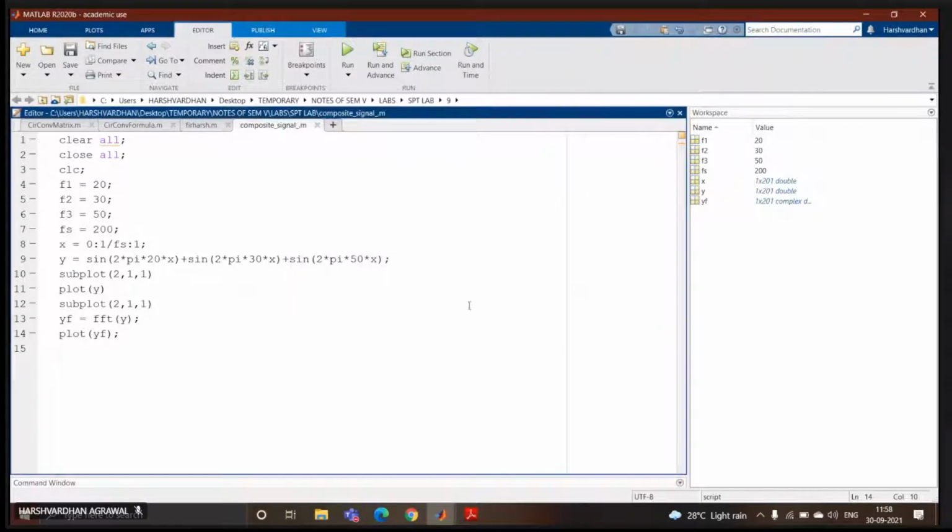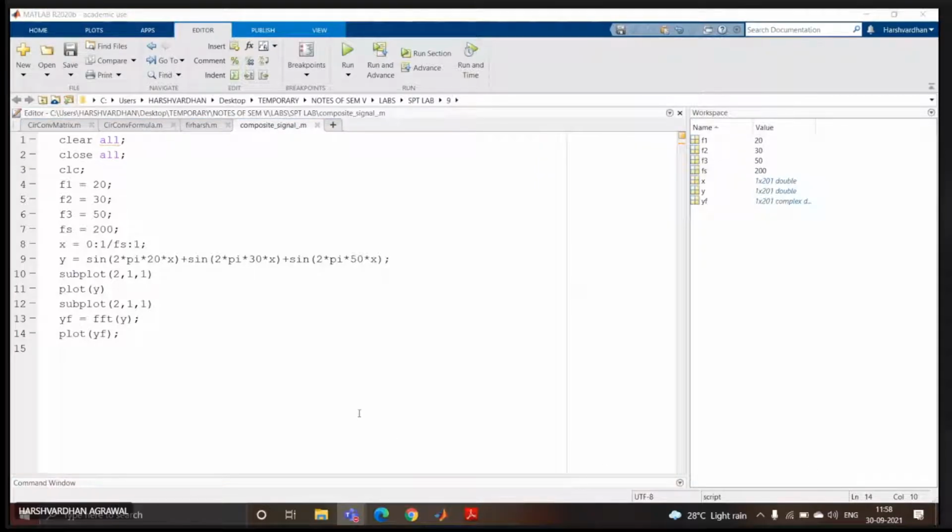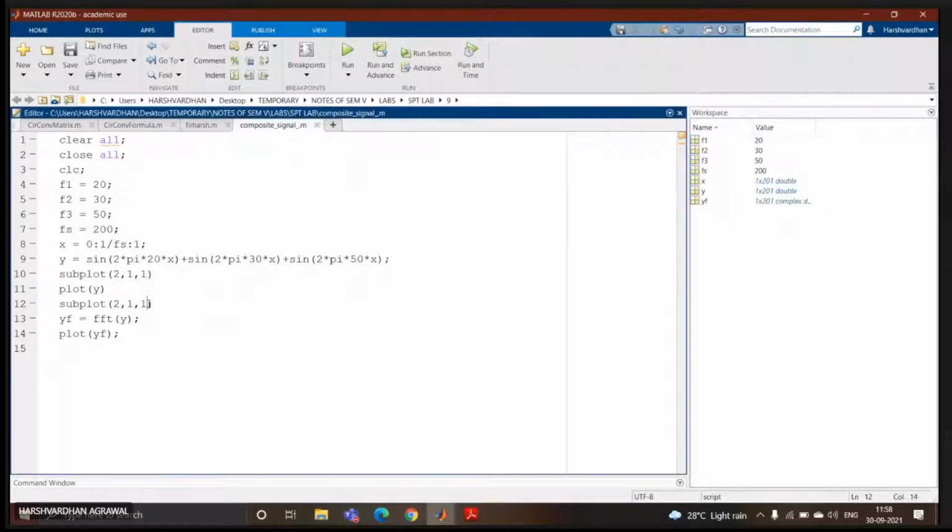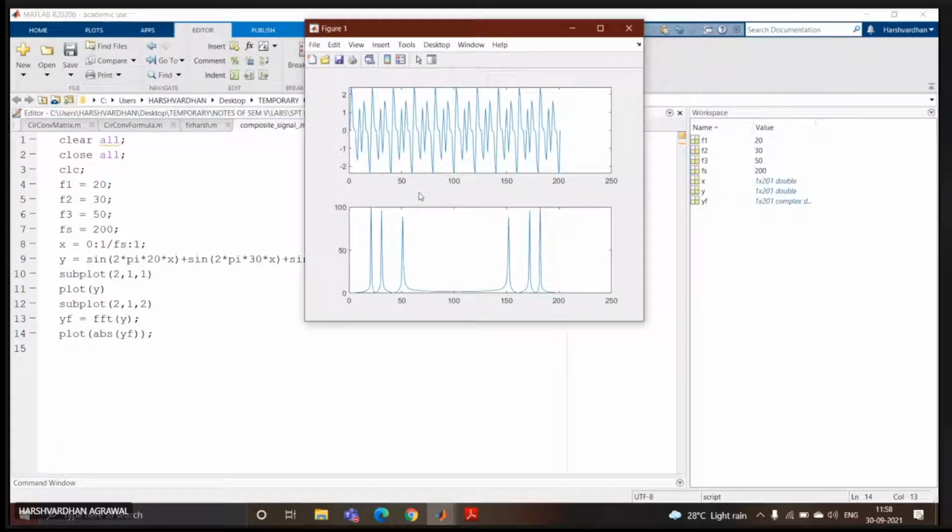What is this? Sir, I made a mistake in subplotting. One second. You made a major mistake. Why did you make this major mistake? Here. Yes, now it is correct. You have to take the absolute value of that. Okay.